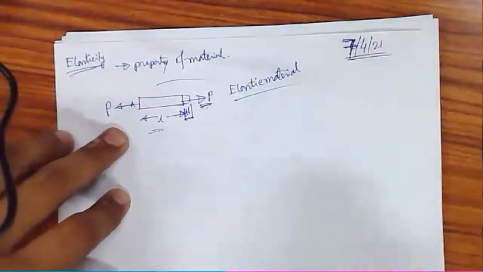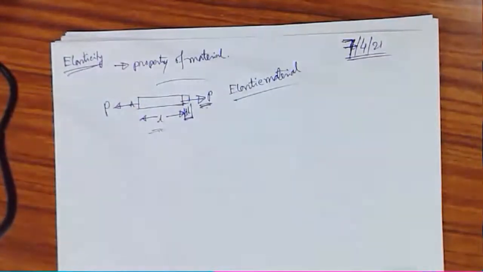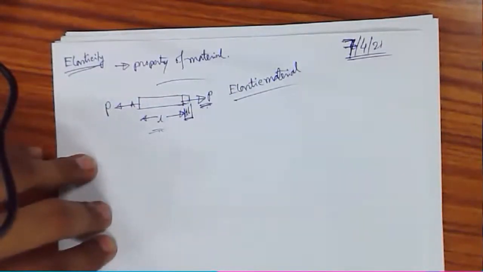Okay, now sir, one more time repeat. The last definition: the object which is having the property of elasticity will be called elastic material.